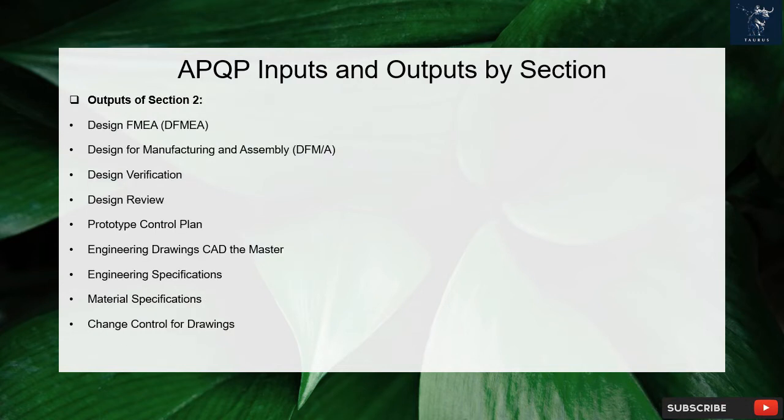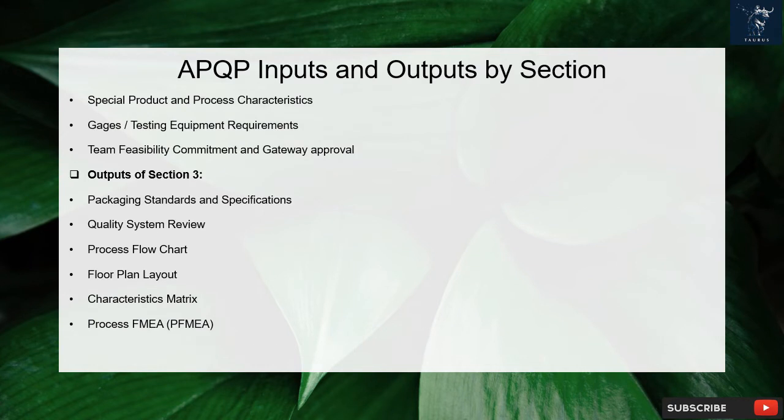Outputs of Section 2. Design FMEA, DFMEA, design for manufacturing and assembly, DFMA, design verification, design review, prototype, control plan, engineering drawings, CAD, the master engineering specifications, material specifications, change control for drawings, new equipment, tooling and facilities requirements. Special product and process characteristics, stages, testing, equipment requirements, team feasibility, commitment and gateway approval.